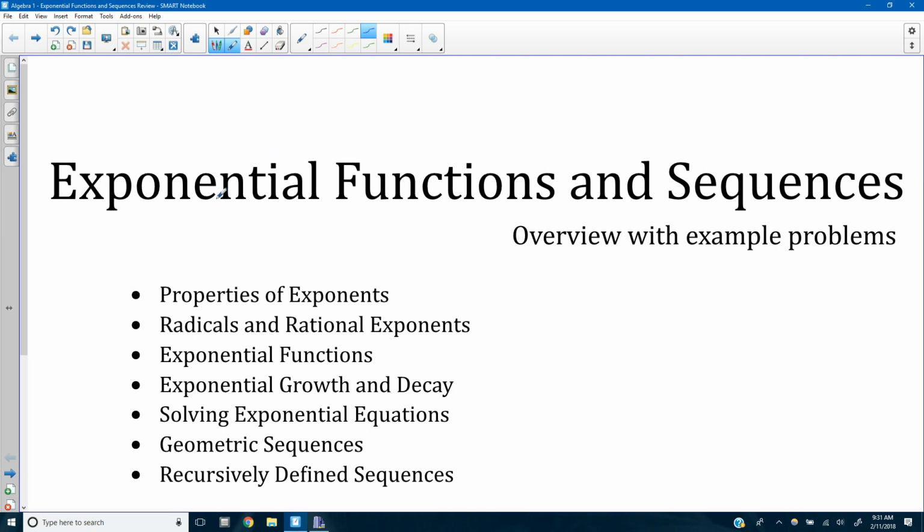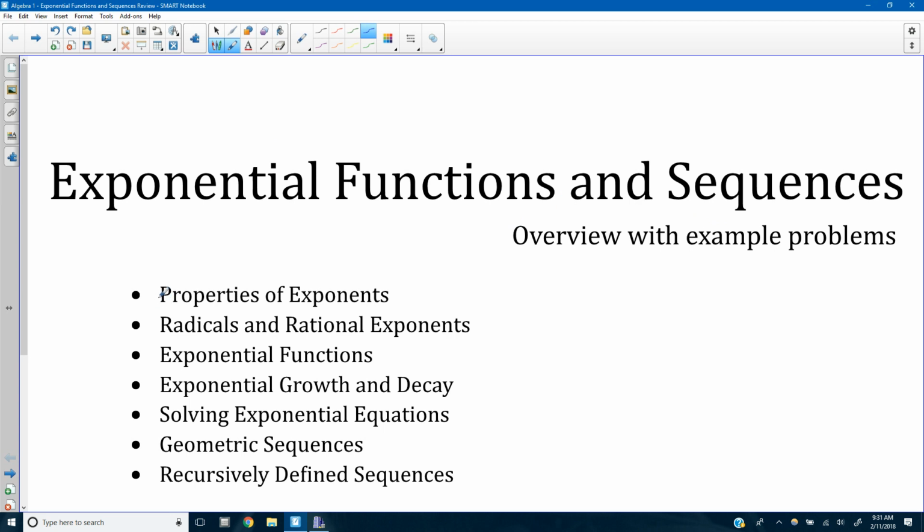Hello and welcome. This is an exponential functions and sequences overview with several example problems. I'm talking close to about 40 of them, okay? There are quite a few. Hopefully it won't take too long, but as you probably well know, I like to teach you the methods behind the madness as well as doing the steps themselves, of course.